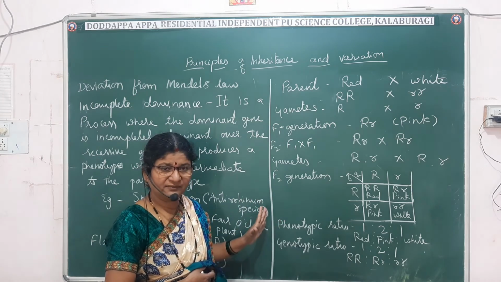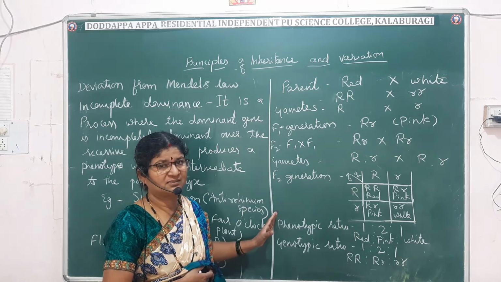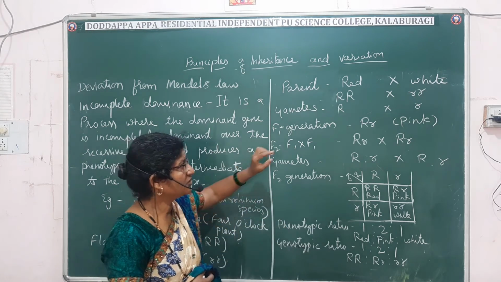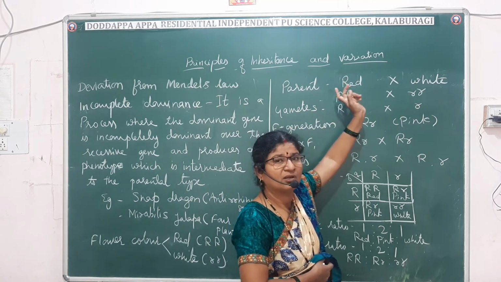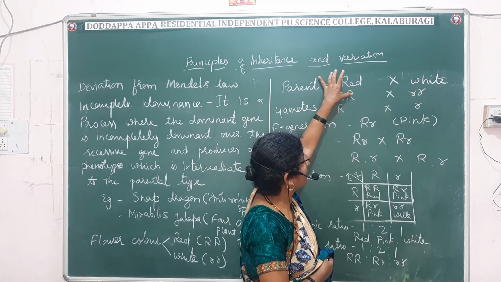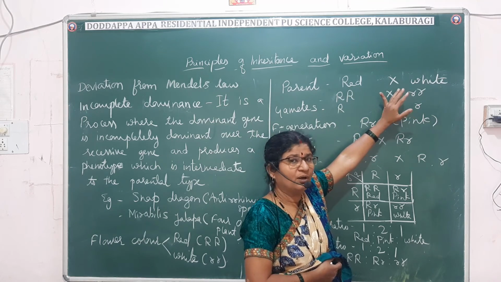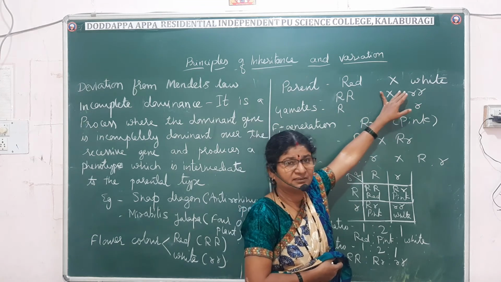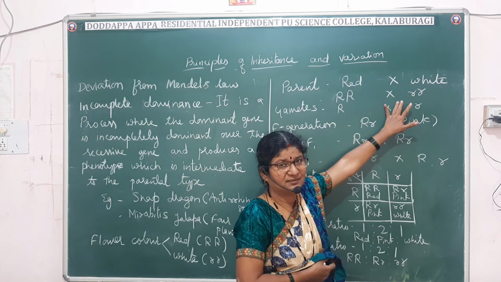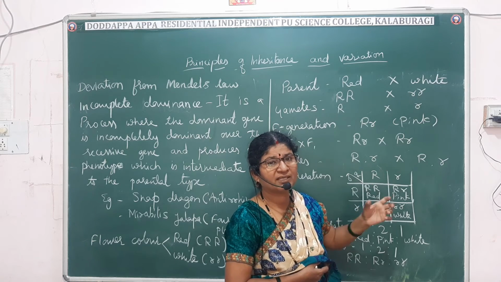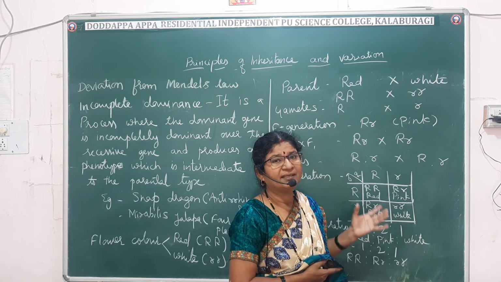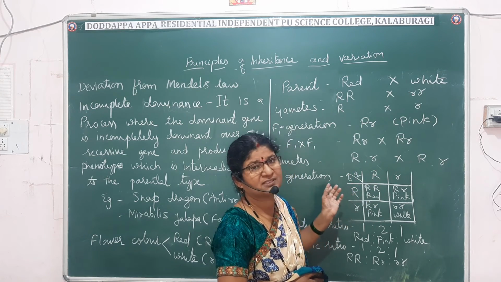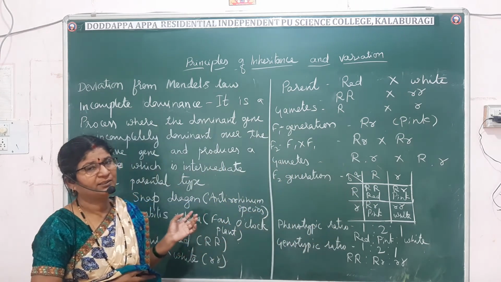So this kind of blending of characters, when both the alleles are present together, the dominant gene is not completely dominant over the recessive, or you can say it did not express itself completely, and neither did the recessive get completely suppressed. So both of them got expressed together, the characters got mixed, and it expressed a color intermediate to their parents. So such a process is called incomplete dominance.